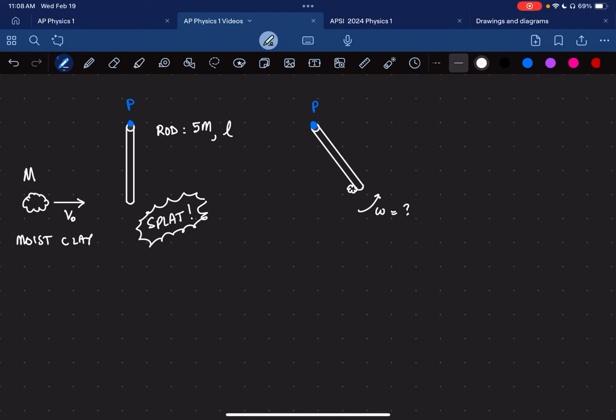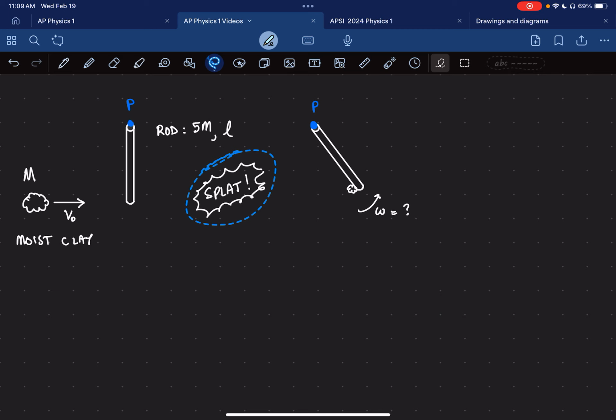In this video, we'll keep using the concept of the conservation of angular momentum, and we'll be looking at some more collisions. So here, let me go ahead and change this. Here we have a rod that's at a fixed point P. It's free to rotate about P, that's our axis of rotation, but it's fixed to it.